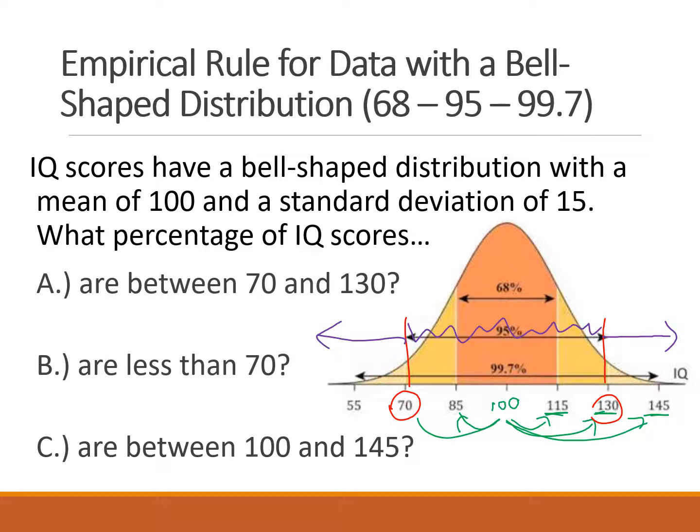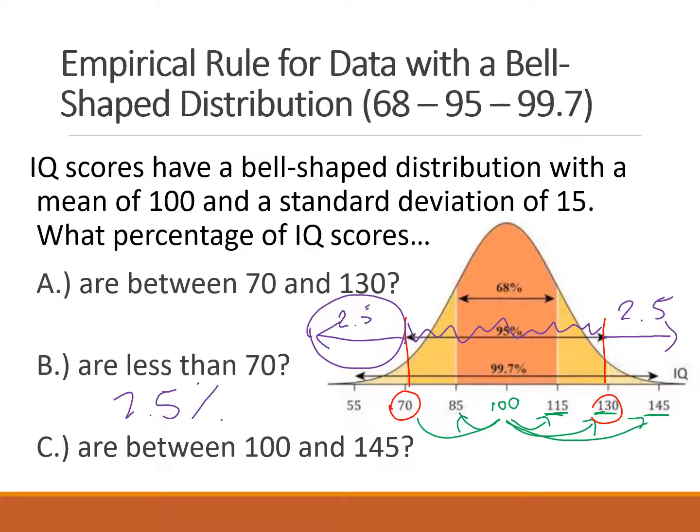But we're only talking about half of it, only this side. Since it's a symmetrical curve, there's 2.5% on this side, and then another 2.5% on this side. So to be clear, our answer is 2.5%.